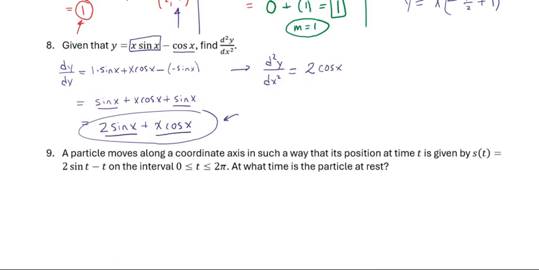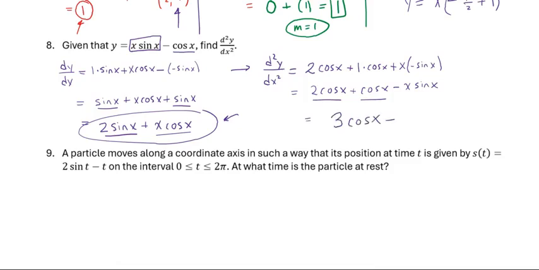The second term, again, the product rule. Derivative of the first, 1 times the second, plus the first x times the derivative of the second. The derivative of cosine, negative sine. Again, clean this up the best you can. Let's see, 2 cosine x. 1 times cosine x is just another cosine x. Here we have a negative, so we have x sine x with a minus sign. These are like terms, so 2 cosine x plus another cosine x would be 3 cosine x minus x sine x. That would be my second derivative.